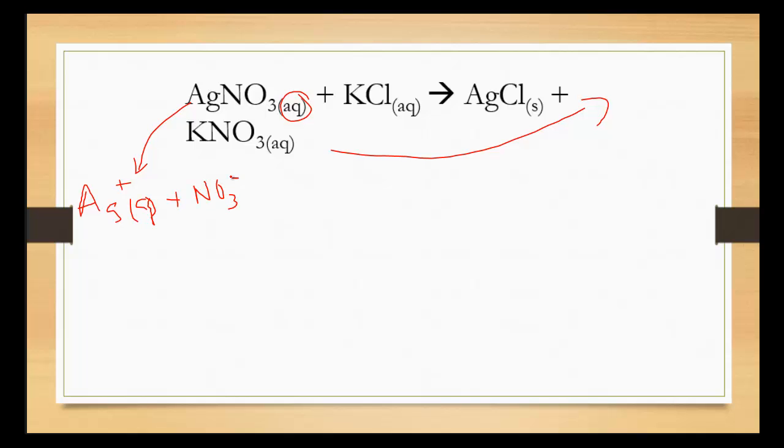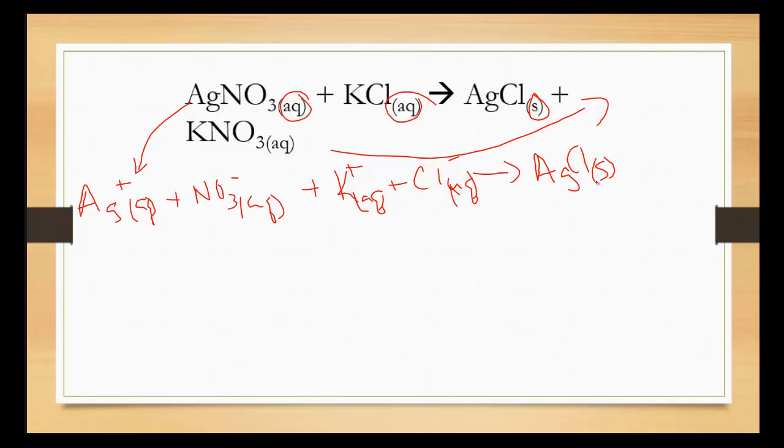I see AQ again, K plus and Cl minus. Yields. This says solid, so I'm going to keep that together. And I see AQ here again, so K plus and NO3 minus. Alright, so there's my complete ionic equation.